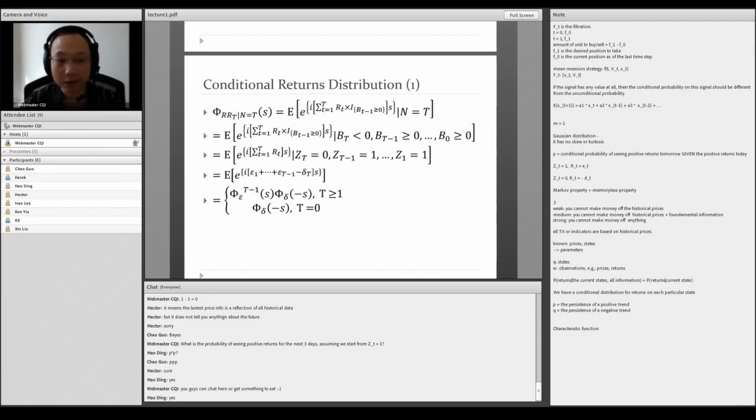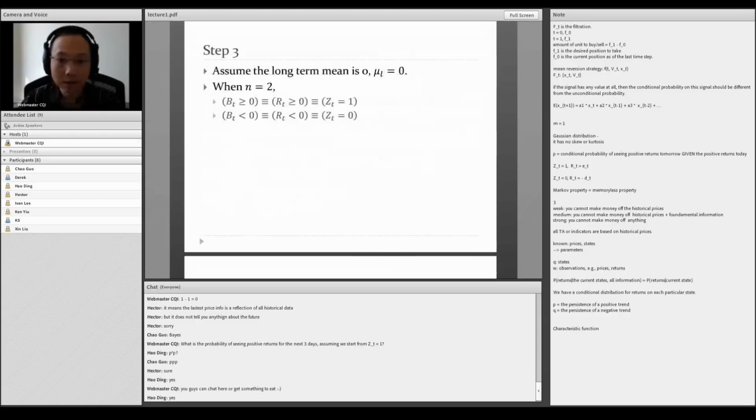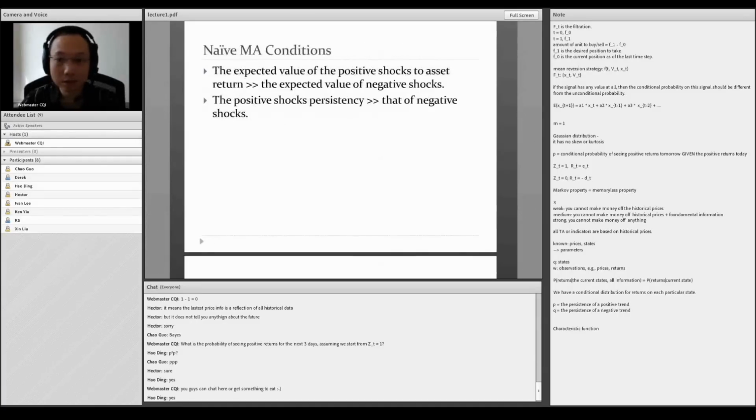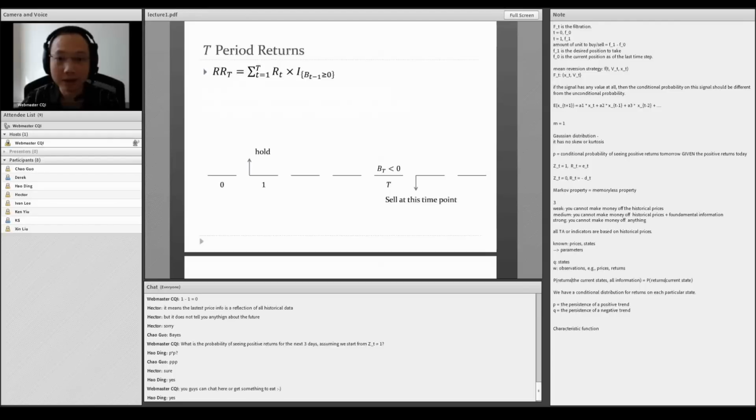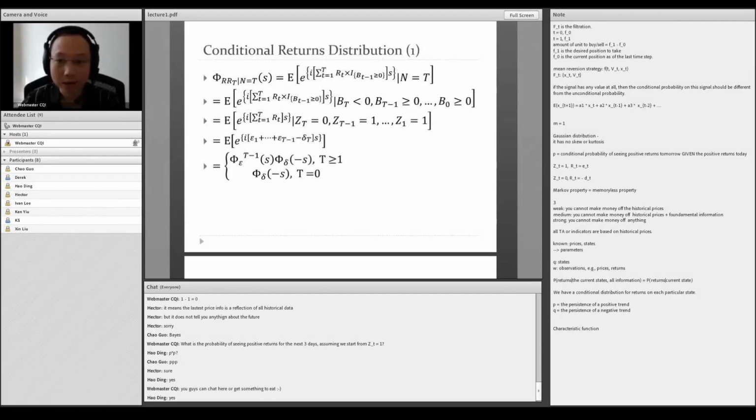You see RRT is defined by the summation of RT, the summation of the asset returns. So here we just plug in the summation of the RT, the summation of the asset return, and this term is exactly RRT. So basically this function is the characteristic function of the strategy returns. This is another way to describe a random variable, in addition to the probability distribution that everybody knows.